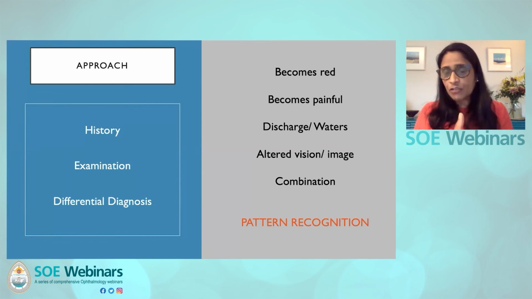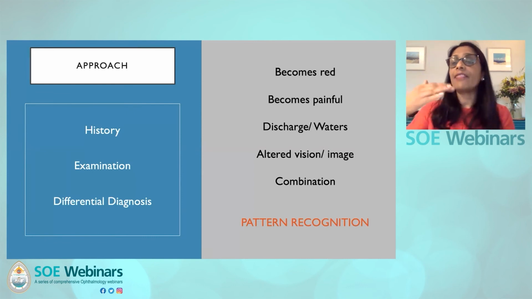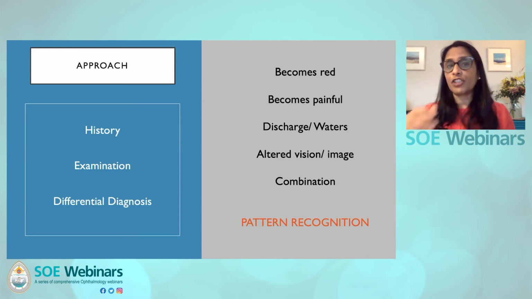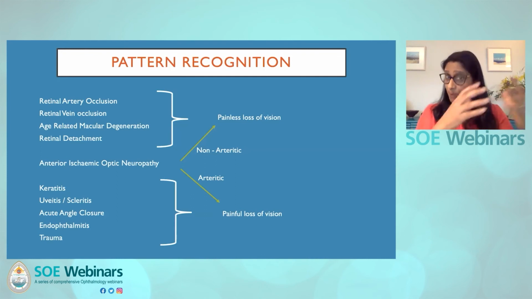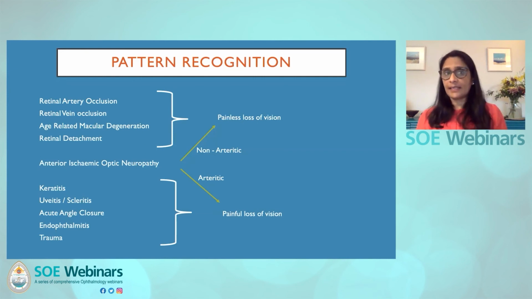So the history, the examination, and then you've got to have a differential diagnosis. So pattern recognition. Let's look at pattern recognition. Eyes can present with either sudden loss of vision or gradual loss of vision. And these things can be painful or painless. And that's one way that you can look at the whole system.